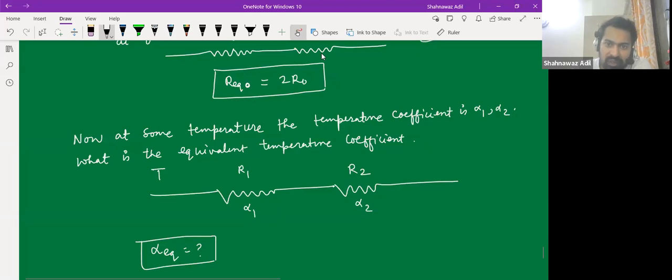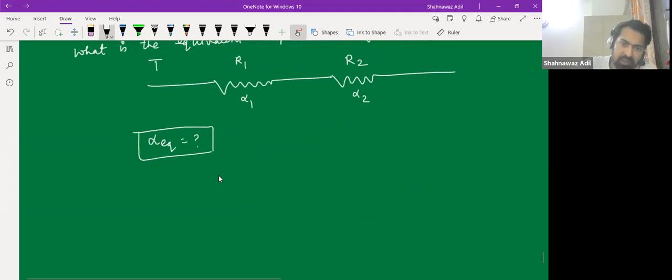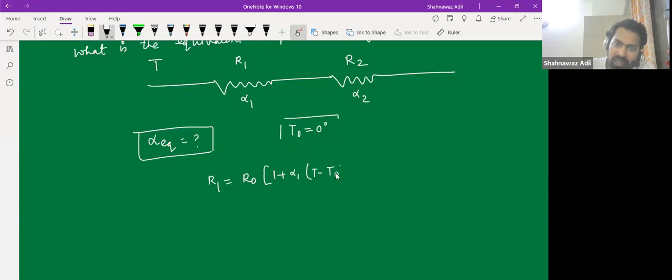Yeah, so we want to calculate the equivalent temperature coefficient when they are connected in series. Again, what do we know? We know that R1 would be R naught (1 plus alpha 1 (T minus T naught)). And T naught is how much? 0 degrees, right? T naught is 0 degrees. So let me directly write it, and I will put in the value later.